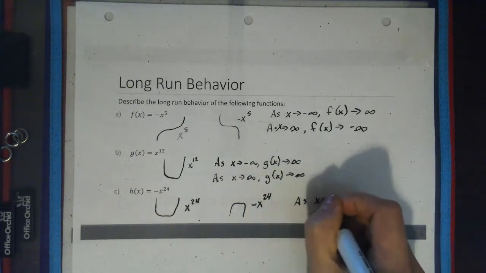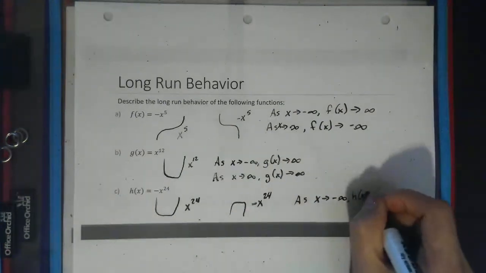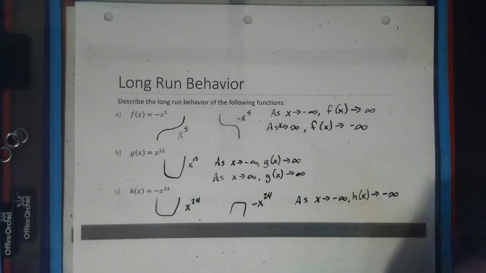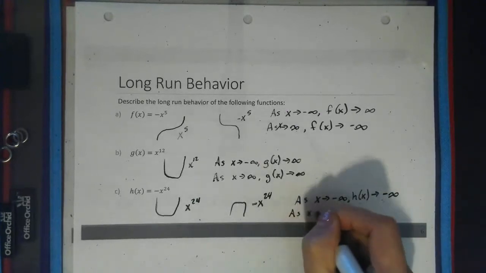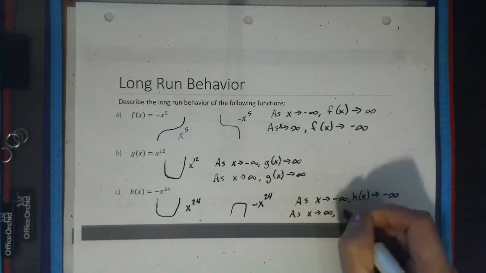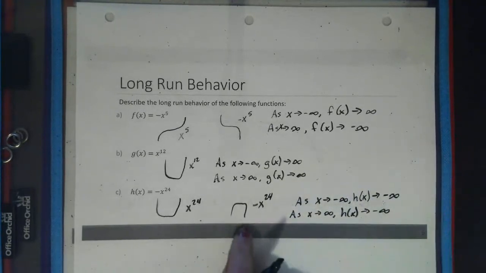So as x goes towards negative infinity, the function values h of x go towards negative infinity because we're going down. And then as x goes towards positive infinity, our h of x values are still going to go towards negative infinity because they're also down.